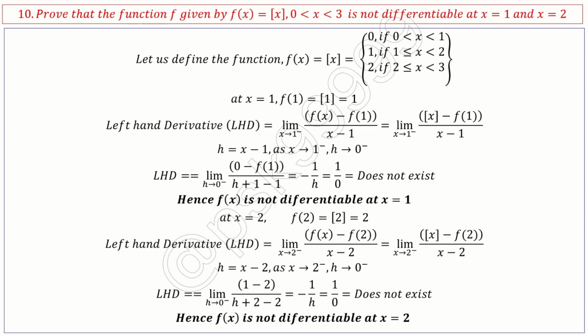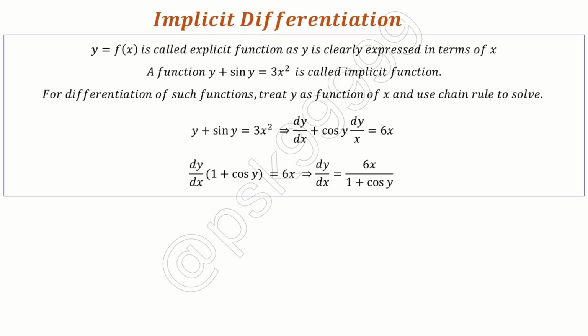Now let's understand implicit differentiation. Implicit differentiation is very simple. If a function y is defined as f of x, which means on the LHS you have only y, and on the RHS whatever expression is in terms of x, this is called an explicit function. Y is clearly expressed in terms of x.